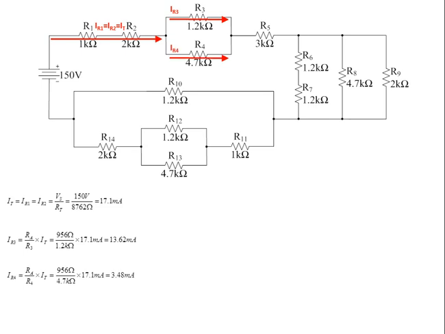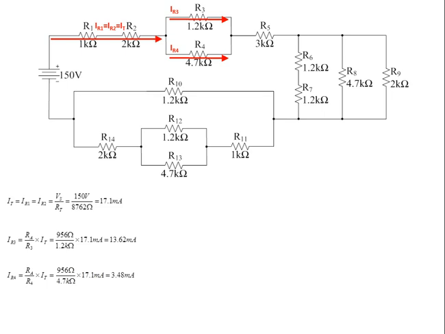Next we'll calculate the current that goes through R4. Again, we know the total current going into this parallel section is 17.1 milliamps. So we'll multiply that by the total resistance of this parallel section, which again we worked out earlier to be 956 ohms, over the resistance of the branch that we want to calculate the current through, and we see that the current going through R4 is 3.48 milliamps. So when you add IR3 and IR4 together, as stated by Kirchhoff's current law, it'll add up to the total current that flows into this junction of 17.1 milliamps.